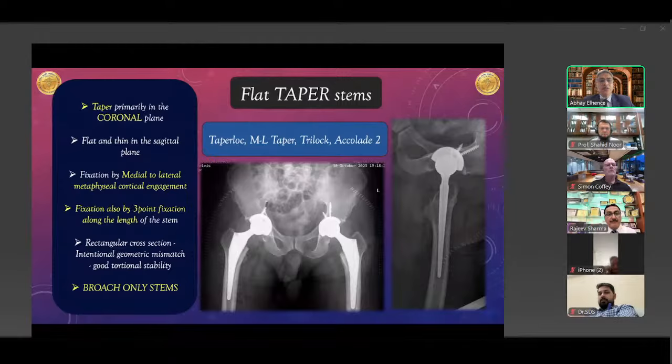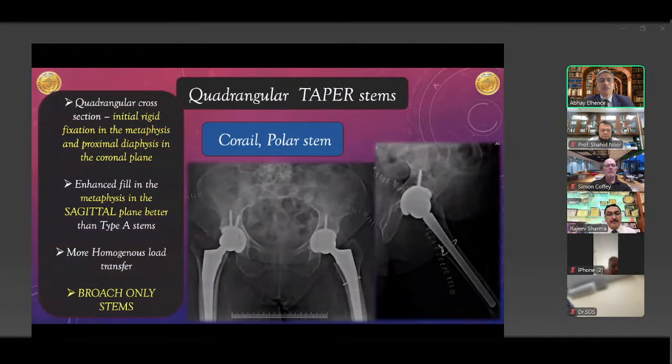So the flat taper stems are essentially tapered primarily in the coronal plane. You have the Taperloc, the ML Taper, Trilock and Accolade 2. They provide medial to lateral metaphyseal cortical engagement. The fixation is also along the length, which is a 3-point fixation, and these are broach-only stems, where they provide a geometric mismatch to provide good torsional stability.